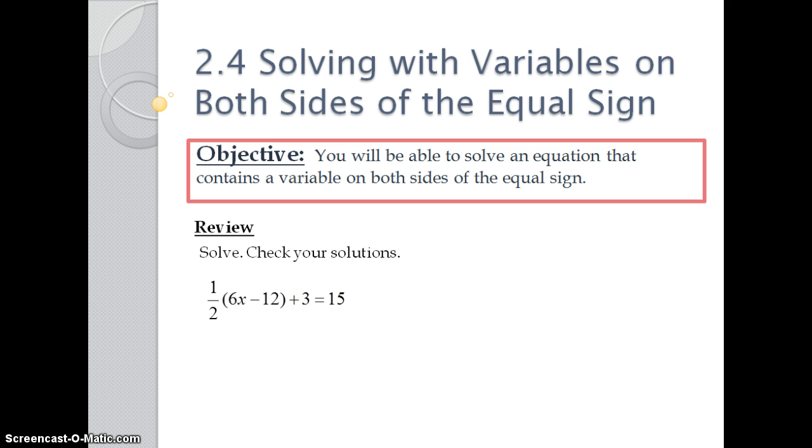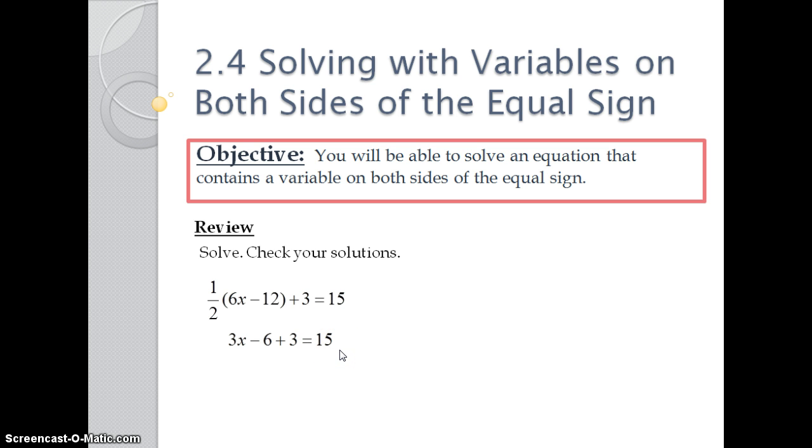So take a second, pause the video, and try this one out on your own. The first thing you want to do is distribute the 1/2. You always want to eliminate any grouping symbols first. This includes parentheses or that big long division bar. So 1/2 times 6x gives me 3x. 1/2 times a -12 gives me -6. Make sure you bring down the +3, your equal sign, and the 15.